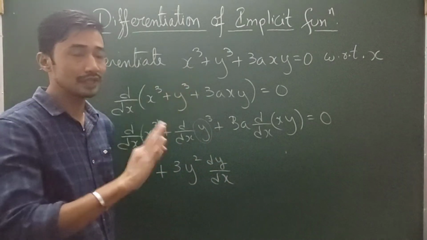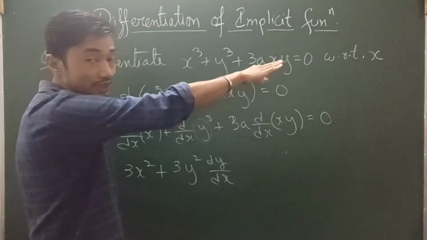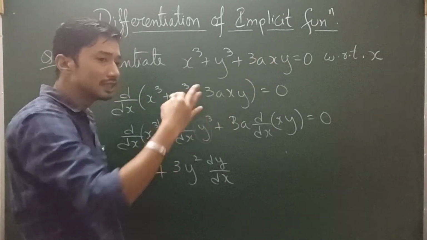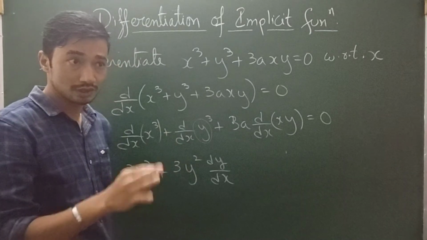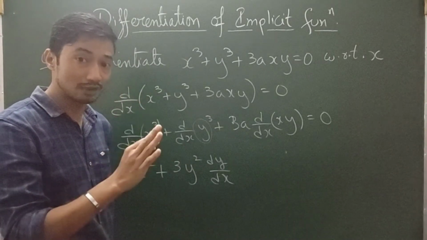So you have to identify the variables. Of course, we are differentiating with respect to x. As I say, the variables can be different. It can be z also. It can be other variables also. So you just have to remember that it's about the chain rule.